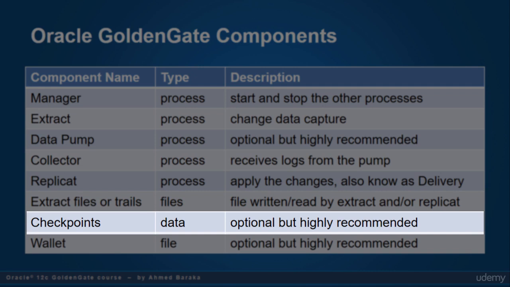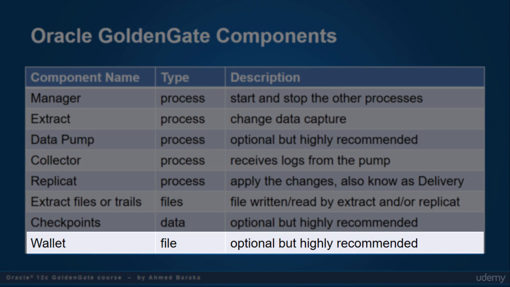Checkpoints are data stored by every GoldenGate process to save its operation progress. We will talk in more details later in this lecture about checkpointing in Oracle GoldenGate. Wallet is used to save the user IDs and their passwords. We will cover this component in a future lecture.